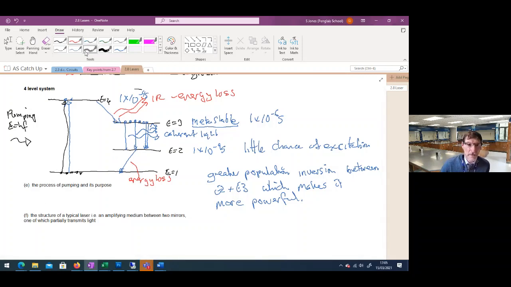Okay, so that is how we get a laser working. So that is the theory behind it. Now, if I go back to here, what is the process of pumping and its purpose? So pumping is putting energy into the system. So the act of energy transfer to the gain medium, and the gain medium I'll talk about in a second. In other words, I'm putting energy in to excite those electrons. So this energy is absorbed.